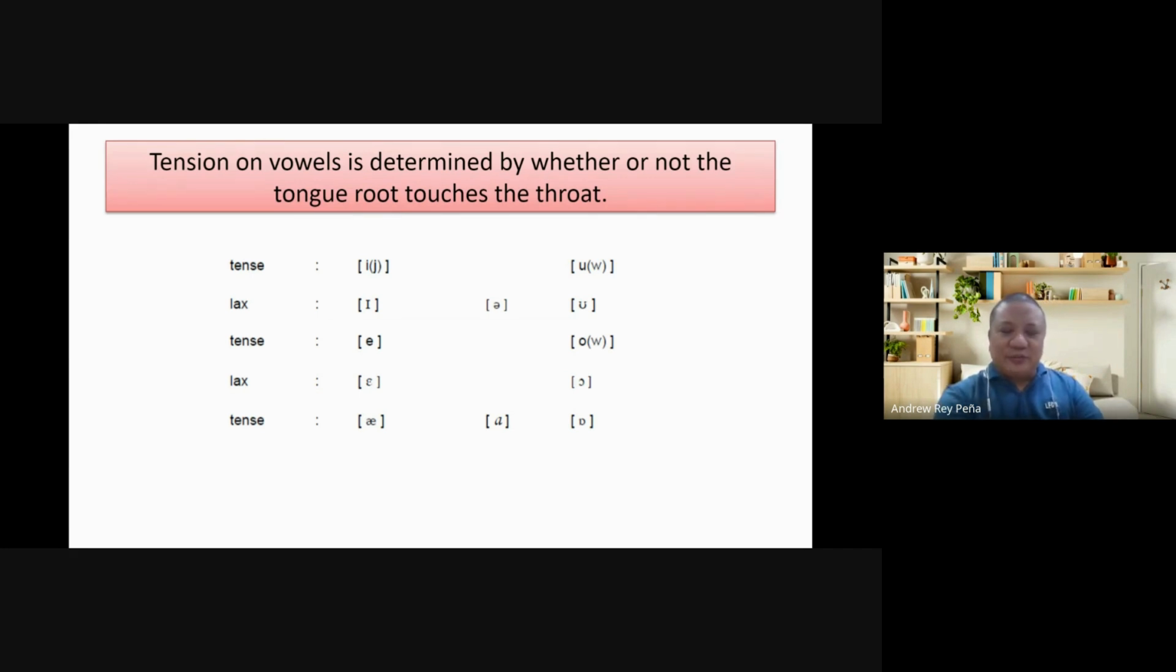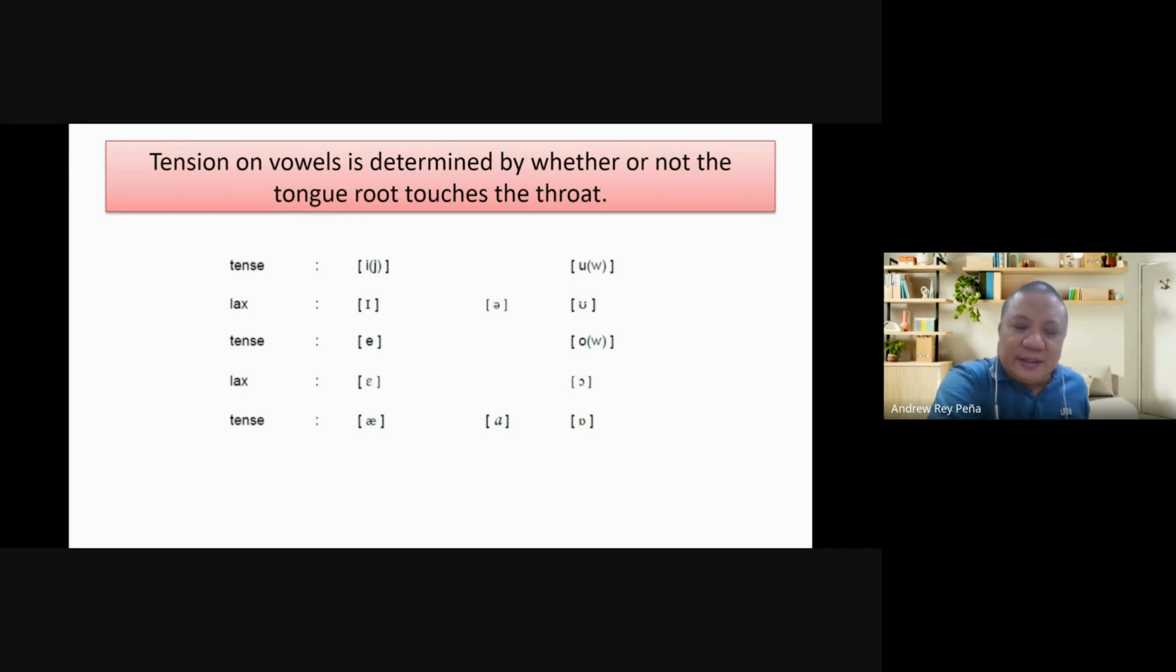So as we said, tension on vowels is determined by whether or not the tongue root touches the throat. Notice, class, that being tense and being lax, they interchange. They take each other's places. So the two front vowels that we have, they are tense. If I'd like you to pronounce "ee," you should feel something on your throat, maybe a little tension.